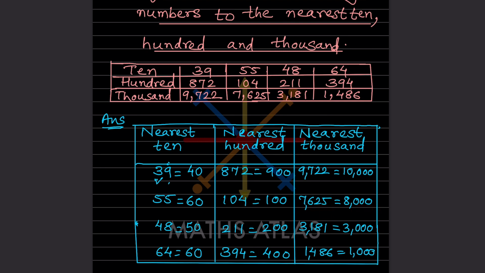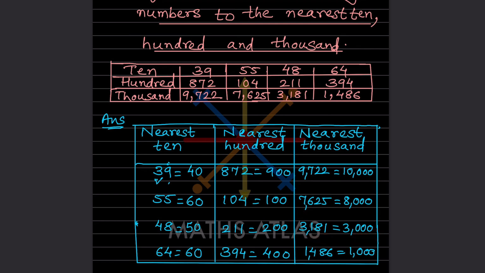Now we'll go for the next number, ones, tens, hundreds and thousands. Here you are going to concentrate on 3. Then this is 1, which means less than 5. So 3 remains the same and these 3 zeros.